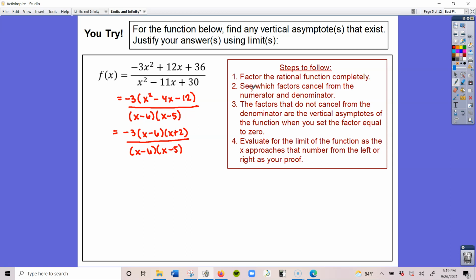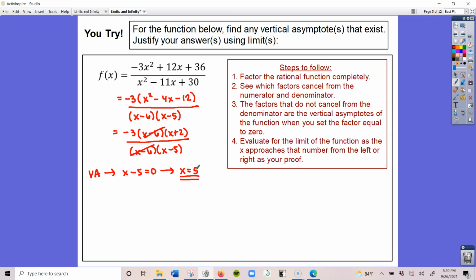Now for step 2, we're going to see which factors cancel from the numerator and denominator, which in this case is the x minus 6. The factors that do not cancel from the denominator are the vertical asymptotes of the function when you set the factor equal to 0. So the only factor we have left in the denominator is x minus 5. That means our vertical asymptotes are going to be located when x minus 5 is equal to 0, which if we solve for x would be at x is equal to 5. So this is my vertical asymptote.